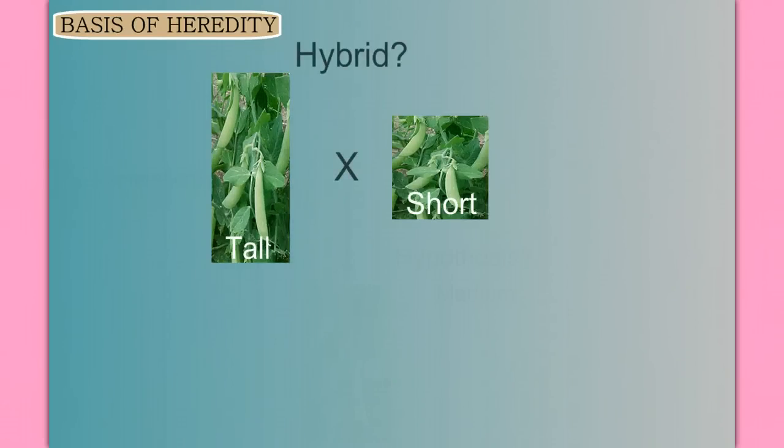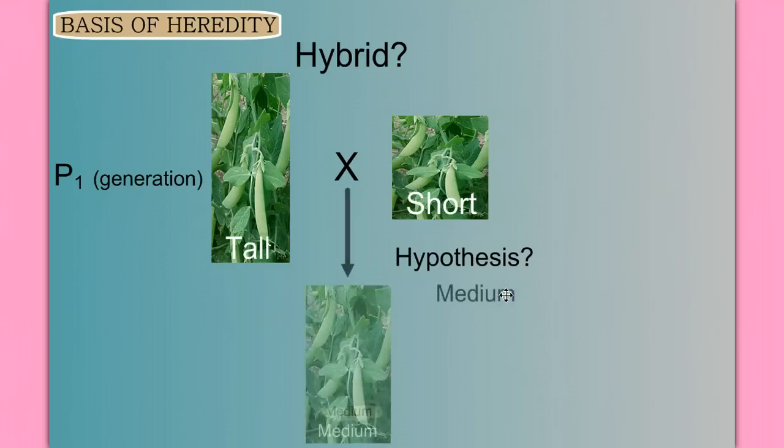What happens when we make a hybrid? When we cross one of the pure breeding tall plants with one of these pure breeding short plants, we call these plants the P1 generation, or parent generation. What would be the most logical hypothesis for the results? Many of you already know how this goes, but it is not unreasonable to predict that these hybrid plants would be medium in height. In fact, that is the most logical conclusion.